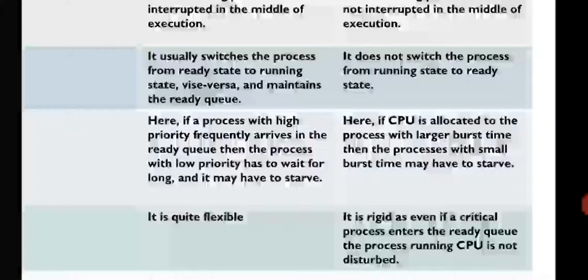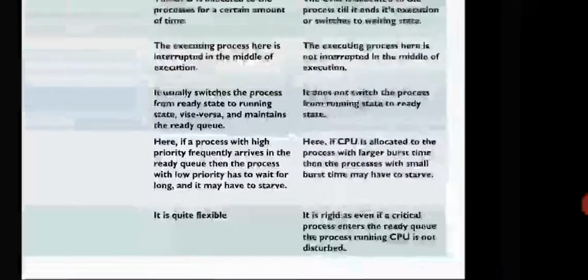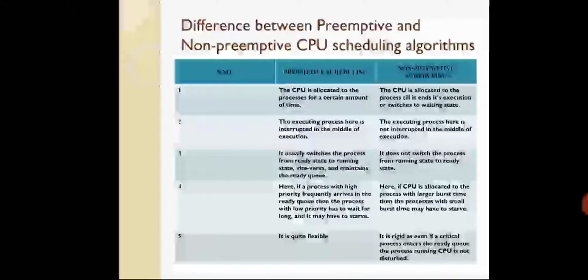Fine. In case of preemptive, the last but not the least point is, it is quite flexible based on the switching between the execution state and ready state, or waiting state. It is a flexible one based on your scenarios, or based on the CPU scenarios. But in case of non-preemptive, it is rigid, as even if a critical process enters the ready queue, the process running on the CPU is not disturbed. It will never allow any other process to run on its platform. That is the meaning. So these are some of the major differences between preemptive and non-preemptive CPU scheduling algorithms.